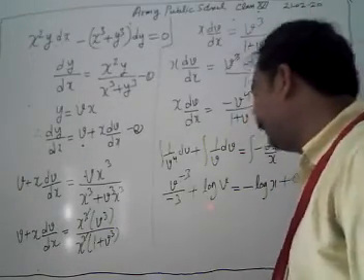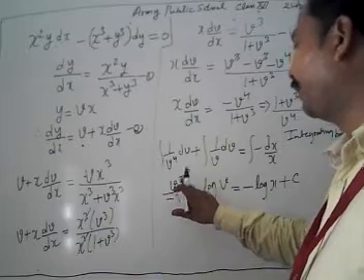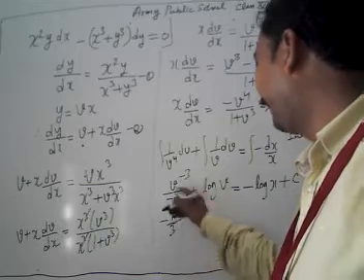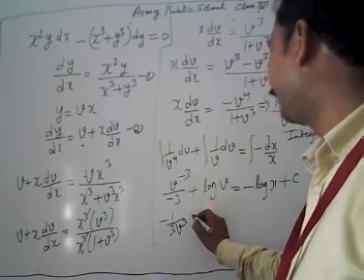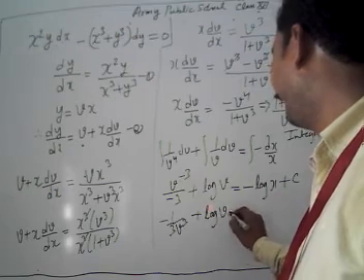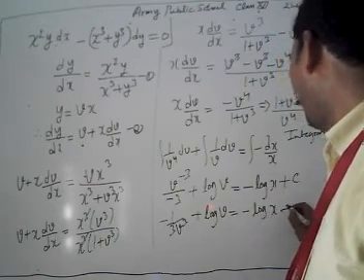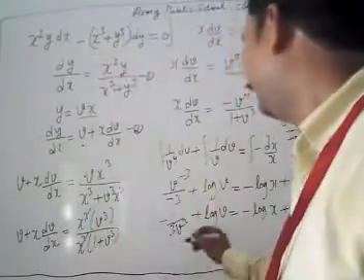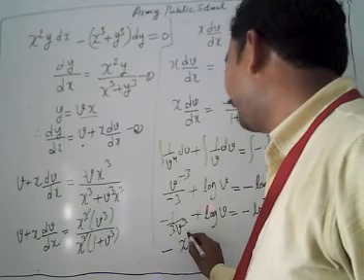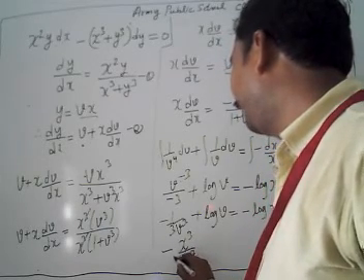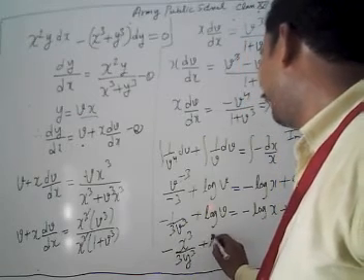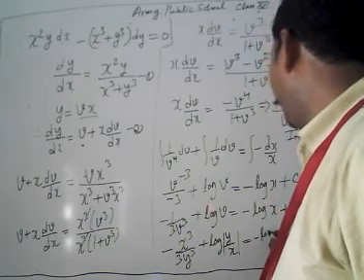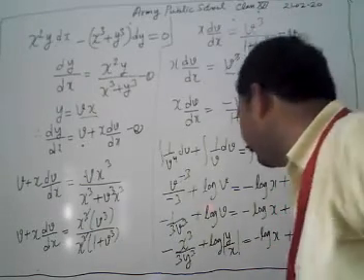y by x. When we put that here, it's minus 1 by 3 v cube, taking positive bits, then log v equal to minus log x plus c. Now when we put y by x in the place of v, it's minus x cube upon 3y cube, plus log y by x equal to minus log x plus c.